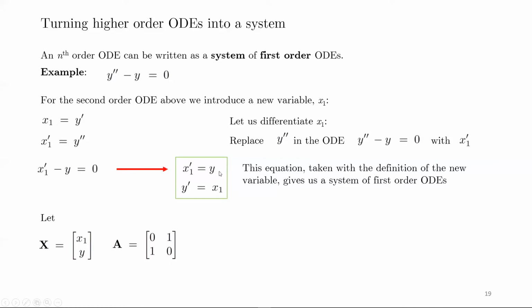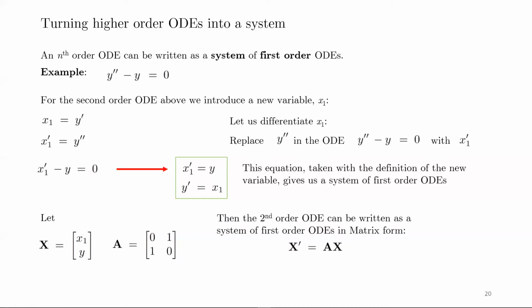So if I look here, my first equation, we have 0x1, so 0, but 1y, so 1, so 0, 1 in the first row. In the second equation, I have 1x1 but 0y, so 1 and 0 in the second row of the A matrix. So therefore, this second order ODE can be written as a system of first order linear ODEs in matrix form. So what I've done is I've taken the second order ODE, which of course I can solve using other methods, and I've written it as a system of two first order linear ODEs, which I can solve using the methods from the previous class.